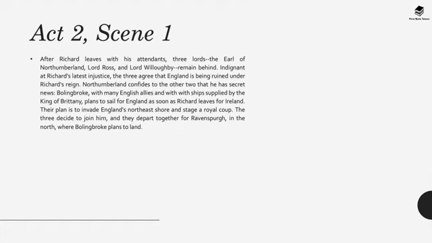Northumberland confides to the other two that he has secret news. Bolingbroke, with many English allies and with ships supplied by the King of Brittany, plans to sail for England as soon as Richard leaves for Ireland. Their plan is to invade England's northeast shore and stage a royal coup. The three decide to join him, and they depart together for Ravenspur in the north, where Bolingbroke plans to land.